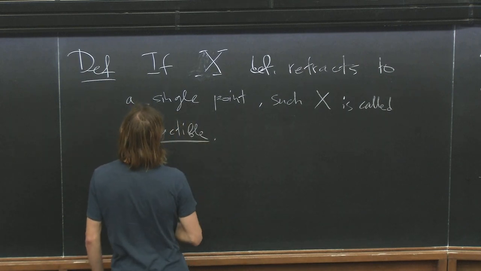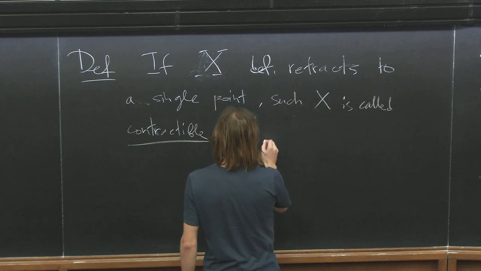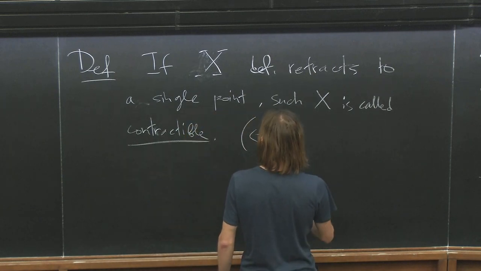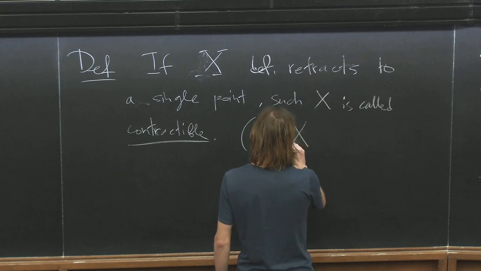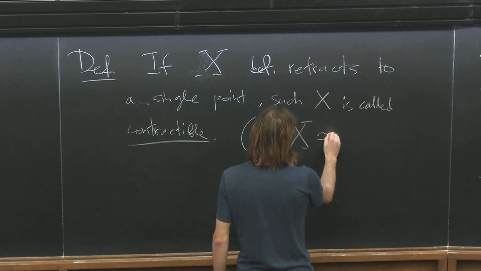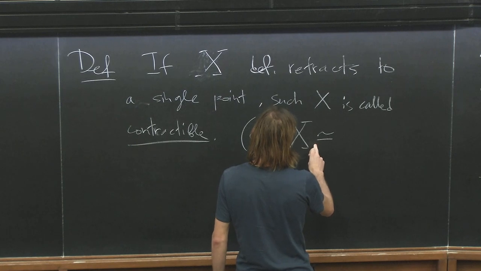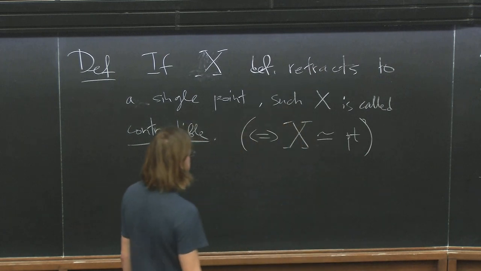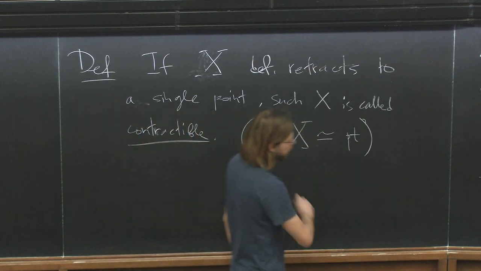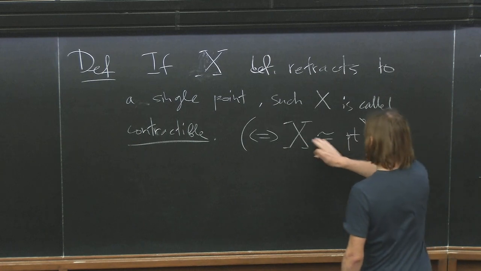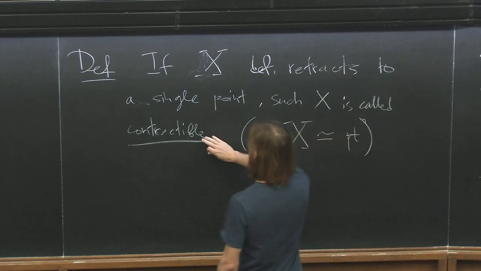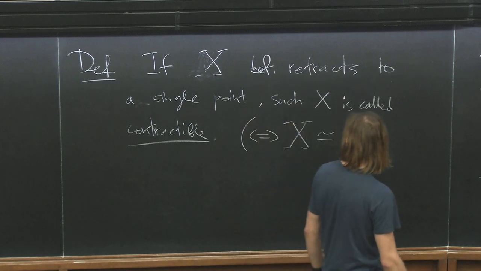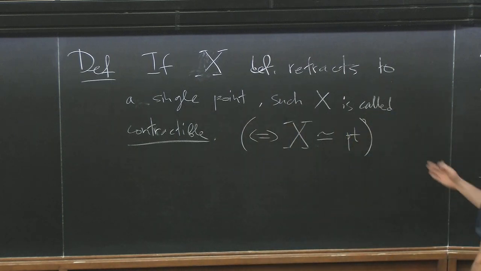So this is actually equivalent, it's easy to show. Let me not stop on this. But it's easy to show that this condition is equivalent to the fact that X is homotopy equivalent to a single point space. Okay, let me for a moment not show this. But yes, there are different definitions of a space being contractible.